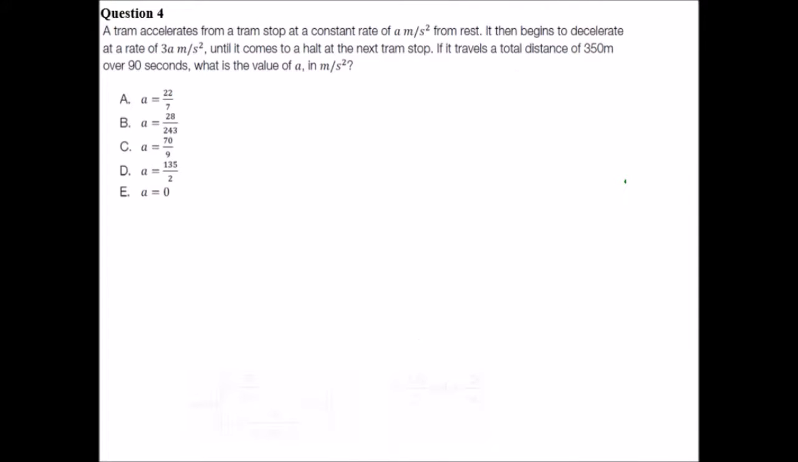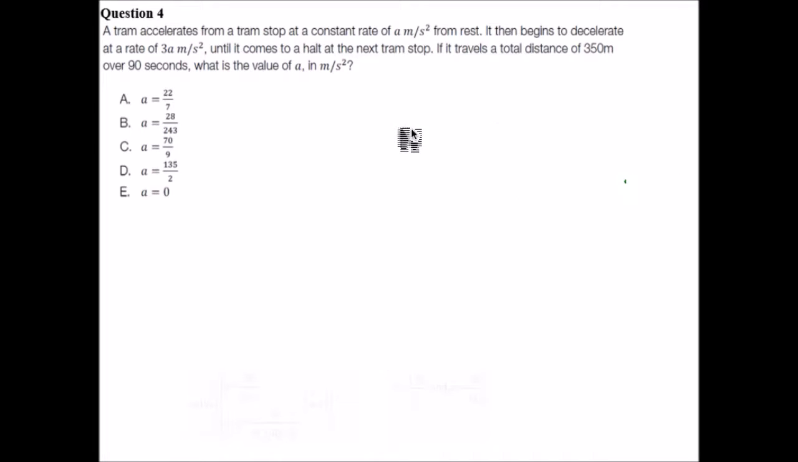Okay, next question, question 4. A tram accelerates from a tram stop at a constant rate of a meters per second squared from rest. It then begins to decelerate at a rate of 3 lots of a meters per second squared until it comes to a halt at the next tram stop. So that means it's going to stop and have v equals 0 at some point. If it travels a total distance of 350 meters over 90 seconds, what is the value of a for acceleration?